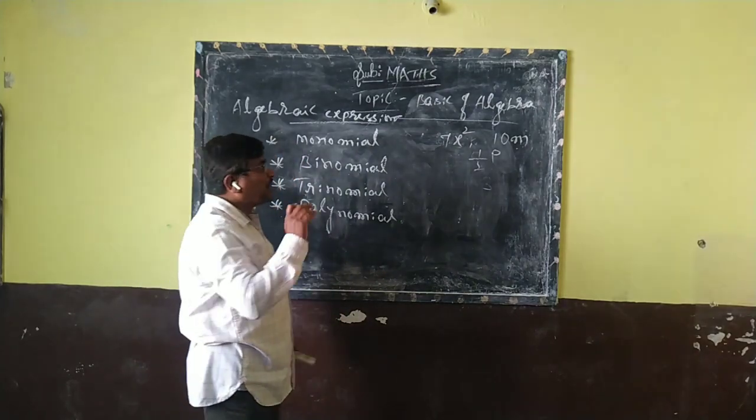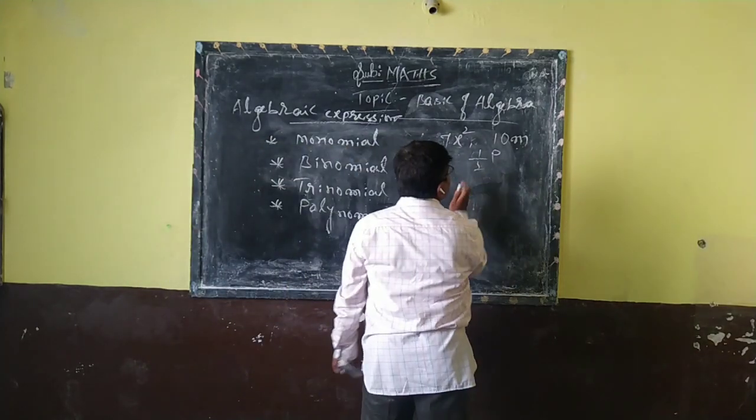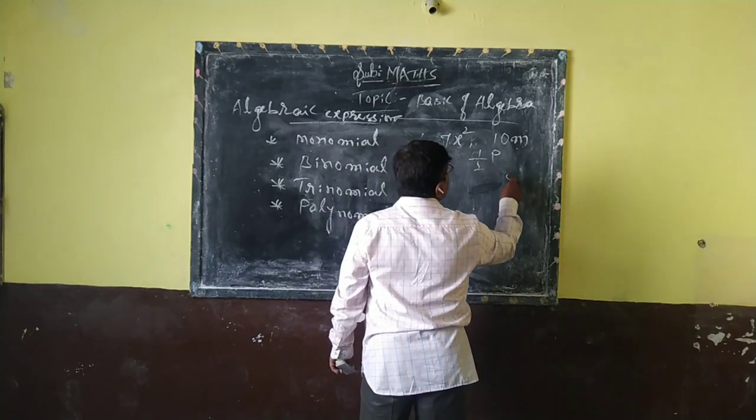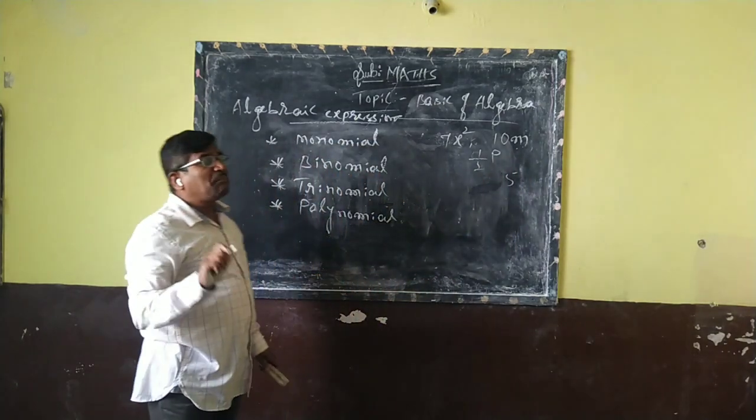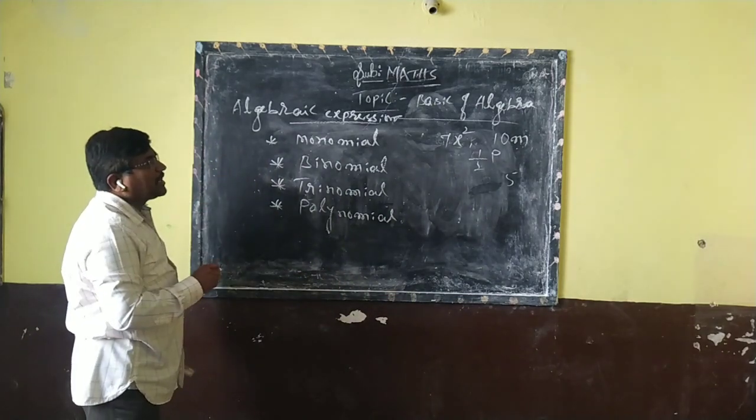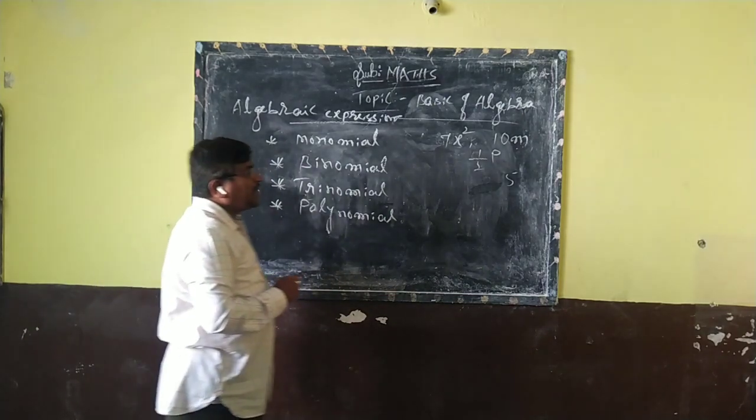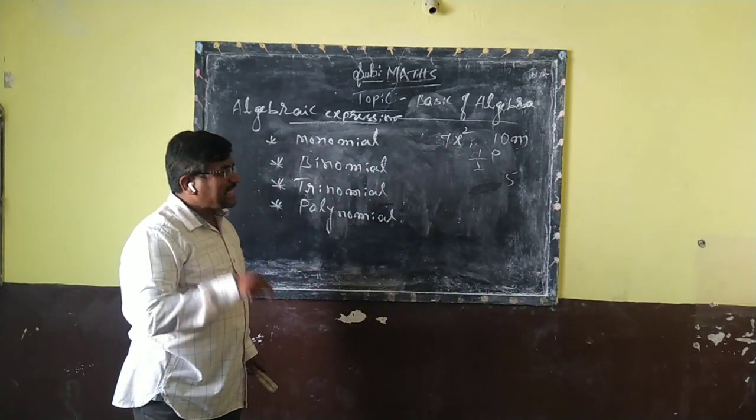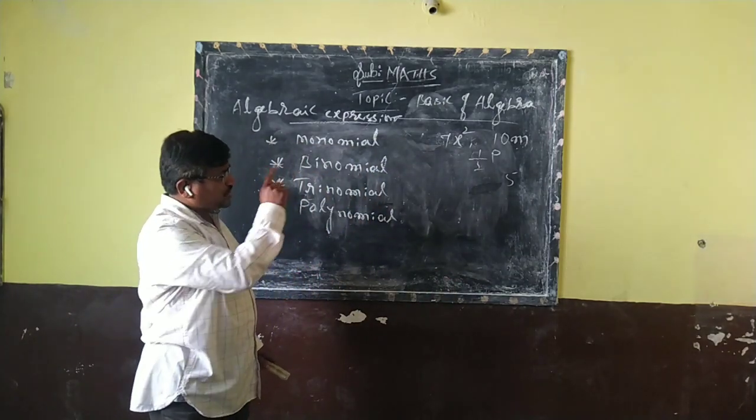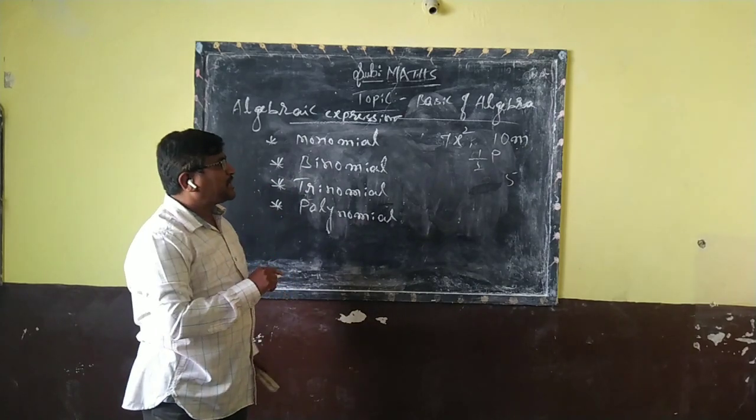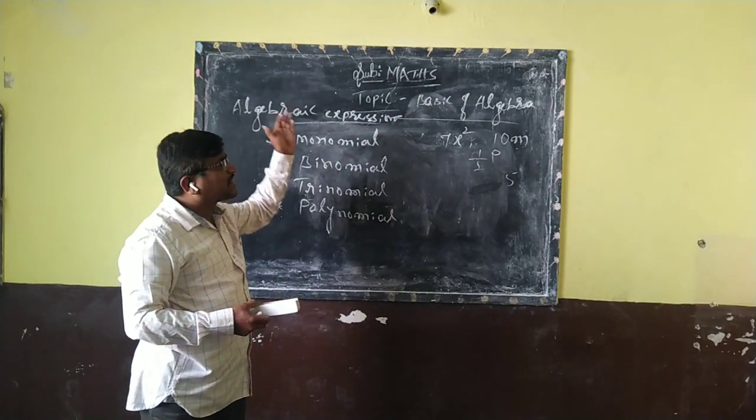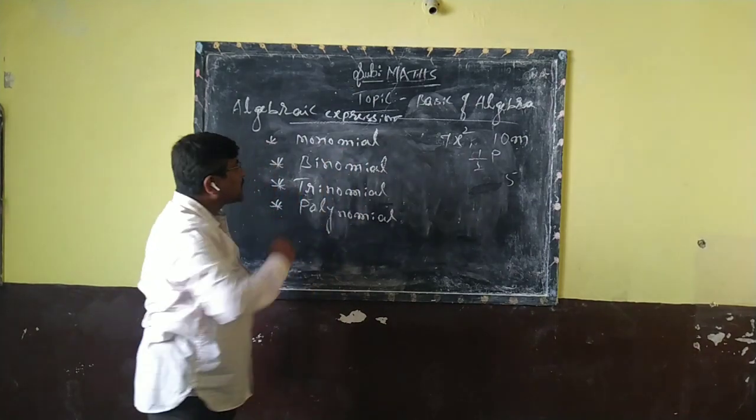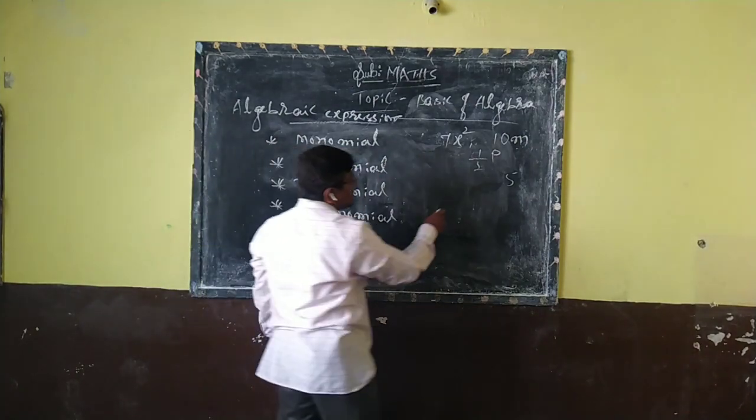And one clarification I am giving. Suppose somebody asks, is 5 also a monomial? Some students will say no, some will say yes. Actually, yes, that is correct. 5 is also a monomial. Sir, before you said that is a constant, so why are you calling it a monomial term? Yes, there is a trick, students.